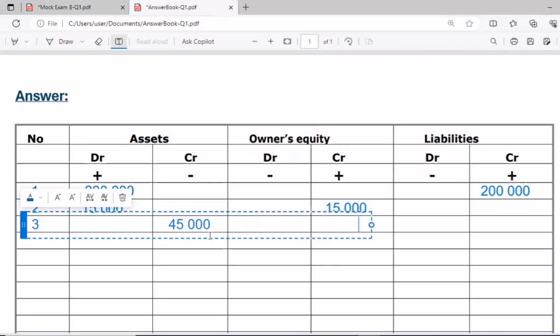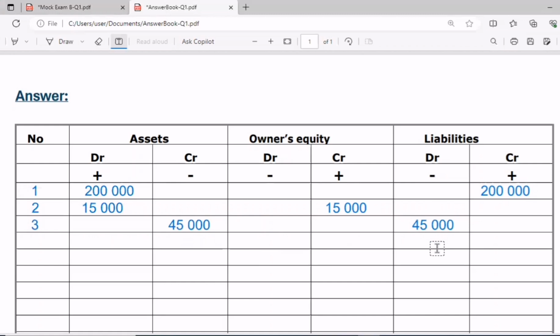And then we had a liability of 45,000, but now we have cancelled the liability because we have made the payment. So when we cancel the liability, it means we are reducing the liability. So liabilities decrease on the debit side. So 45,000. So we're going to show this on the debit side of liabilities because it indicates that we have indeed reduced the value of the debt that we are having.